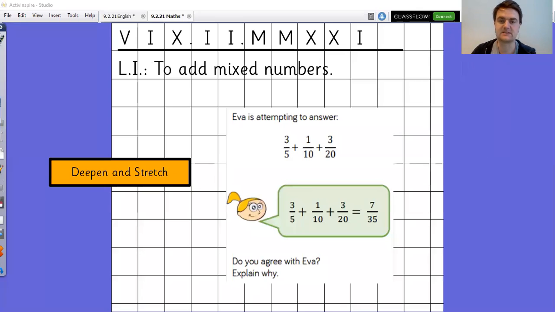So we have got Ava, who is attempting to answer 3/5 plus 1/10 plus 3/20, and she comes up with the answer 7/35. Do you agree with her and why? Now, you might want to just have a look and see what she's done wrong. You might be able to find the correct answer instead. But do you agree with Ava and why?